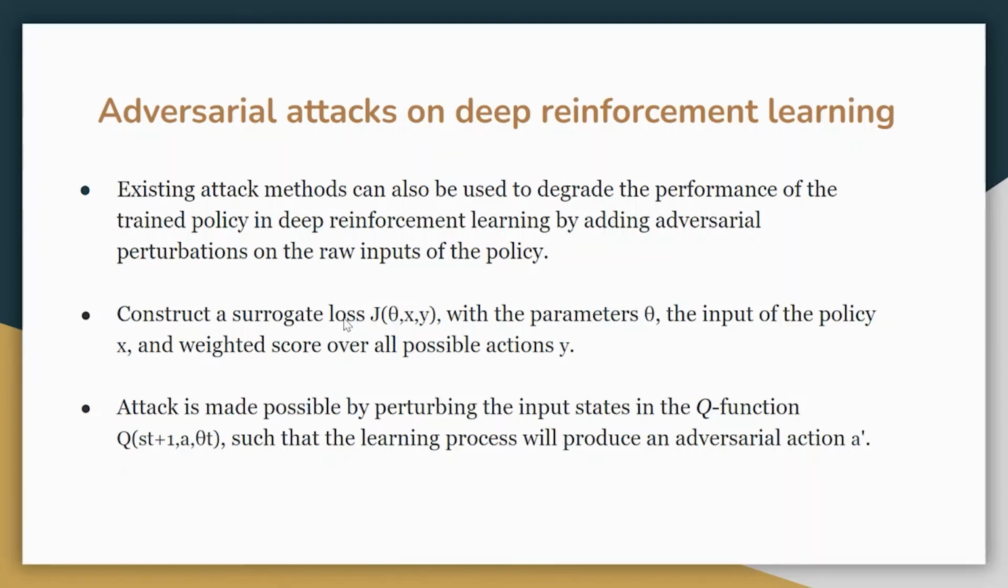So successful attacks can also happen there by perturbing the input states in the Q functions, so that the learning process which is using the deep Q function may give the output as such an action, which is the best possible adversarial action which is required. So in this way, the deep reinforcement learning models and the deep Q networks have adverse impacts because of the attacks which are happening. So these are certain applications where we can make successful adversarial attacks.